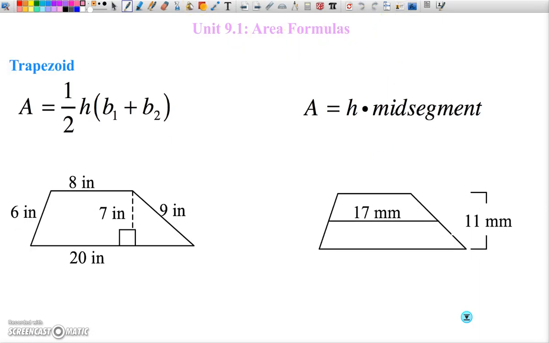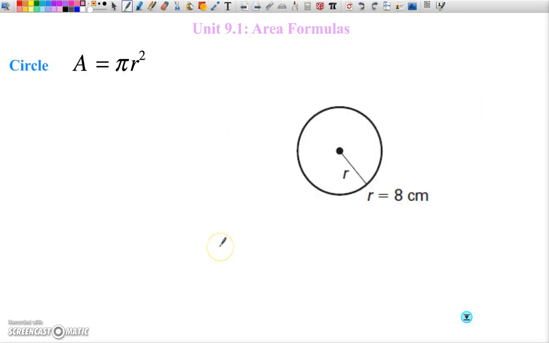Now, another area formula is the circle. And we've done area of circles before. It's not even new by any means. We did this earlier in the year. And I really only have the one problem to show you for the circle. So area is pi r squared, r being the radius.